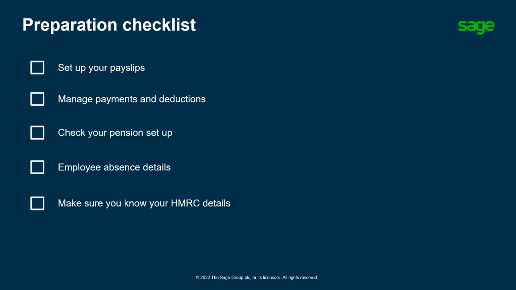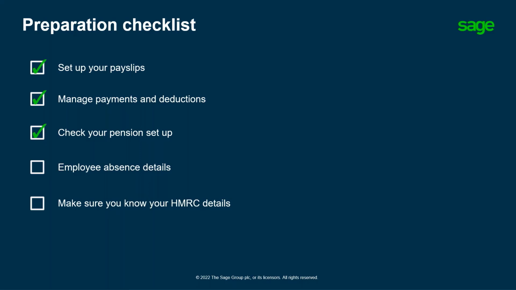For now, let's recap on those preparation steps. So if you're new, you would set up your payslips and make sure that you have the correct template. We would also suggest you manage any payments and deductions. So if you've come to a new pay run and you know that you're going to need to pay bonuses, make sure that you go into settings, go into the payments and deductions, and make sure you have a bonus payment ready. If you're new, we would suggest checking your pension setup and making sure everything is correct with that.